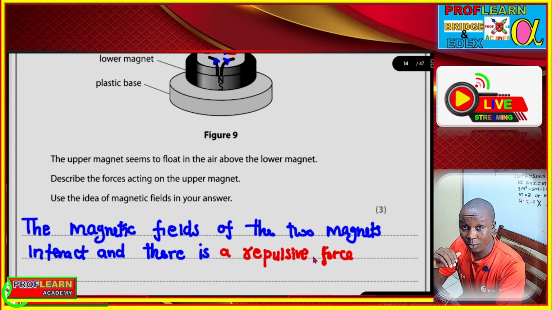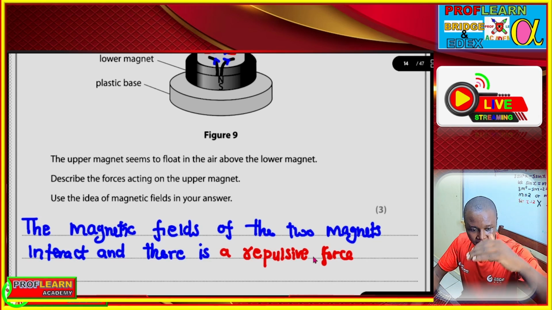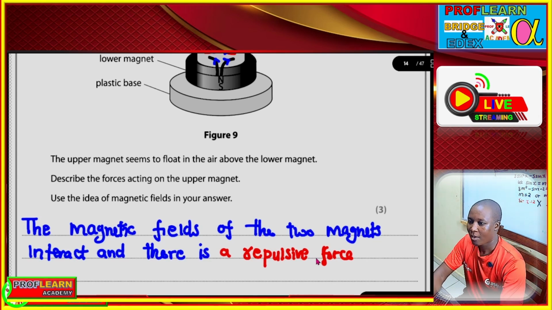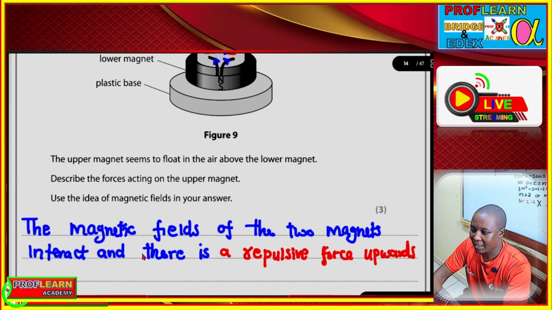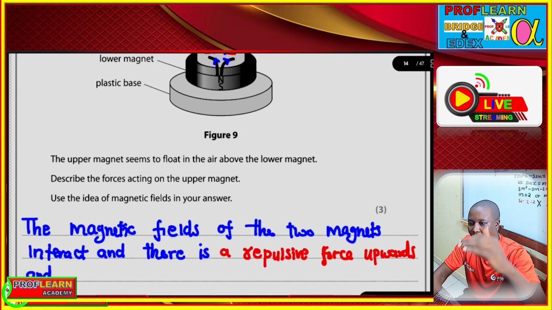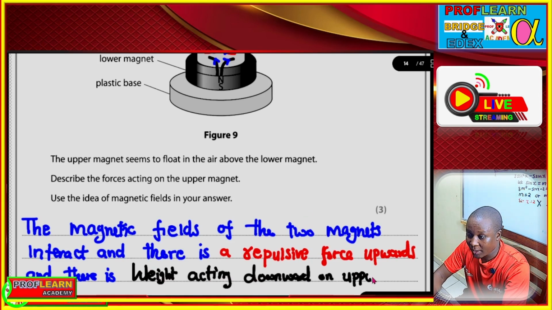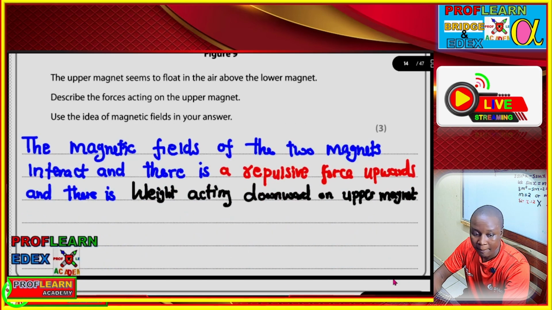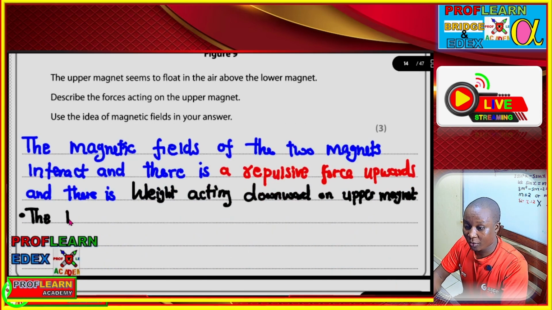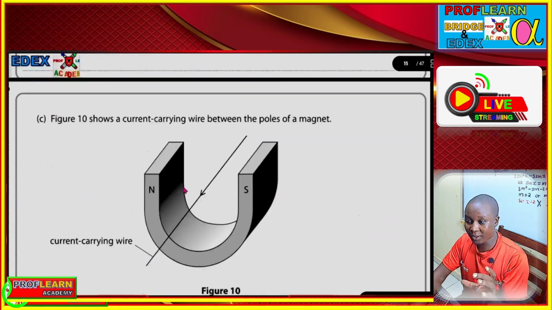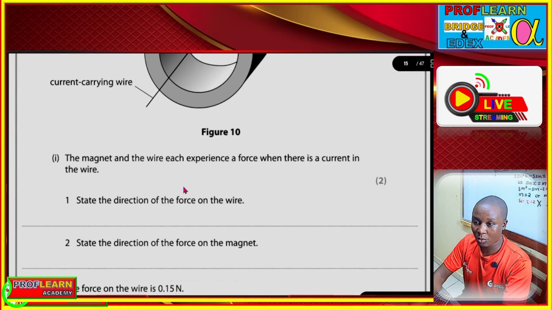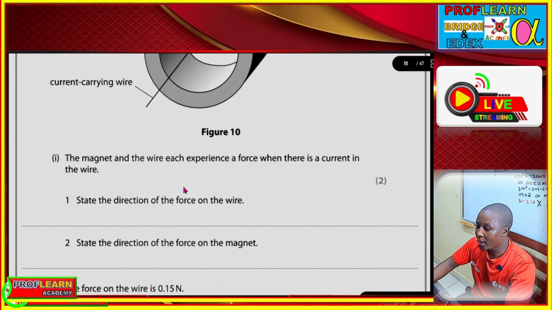So the other force acting here is the weight of the upper magnet. There will be a weight acting downwards. You need to remember that the magnet at the top will be experiencing a gravitational force. So we are going to say that weight acts downward on the upper magnet. So we have two forces, the weight and also the repulsive force from the magnet. So when the two forces are equal, we are going to have equilibrium, right?